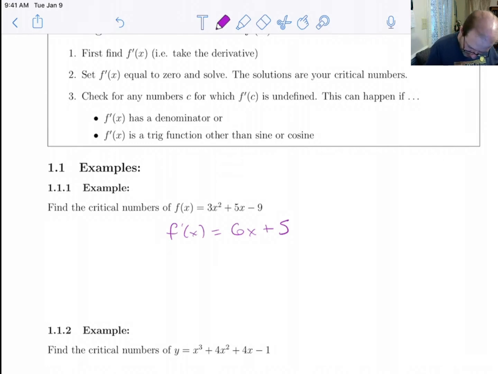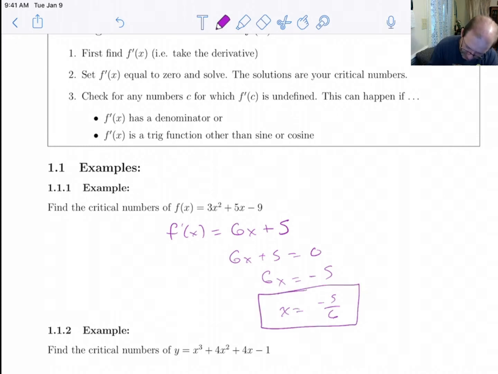All right, 6x plus 5 is our derivative. If you set that equal to 0, you get 6x is negative 5. So x is minus 5 over 6. And that's our critical number. And if we were to graph this, we could see that negative 5 over 6 would be the x-coordinate of the vertex of the parabola.